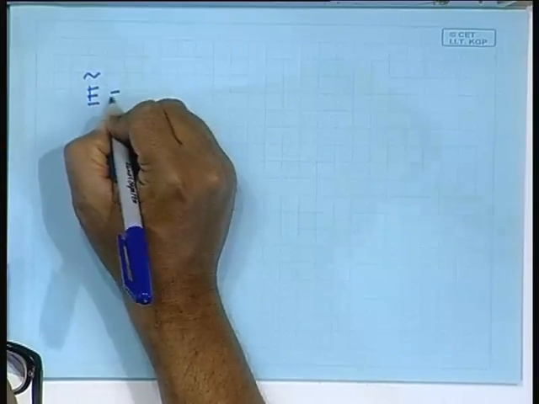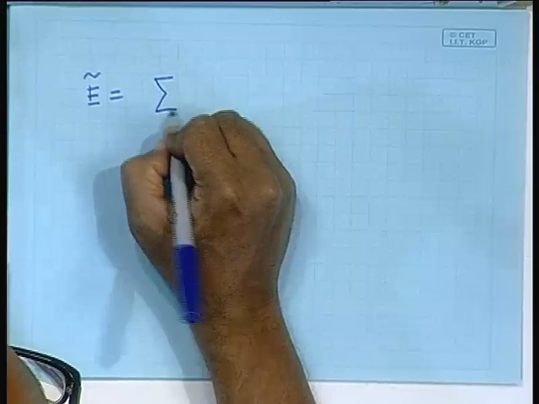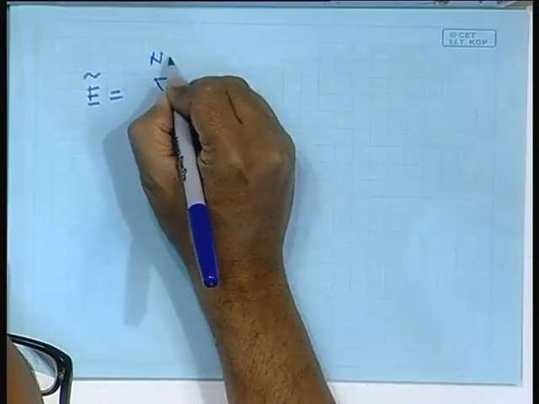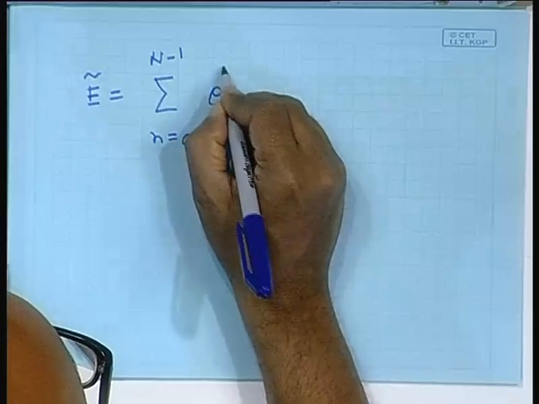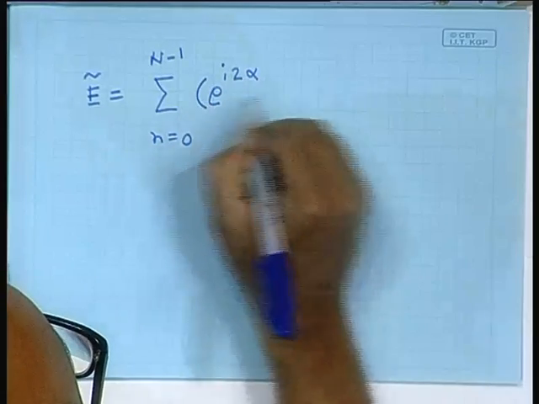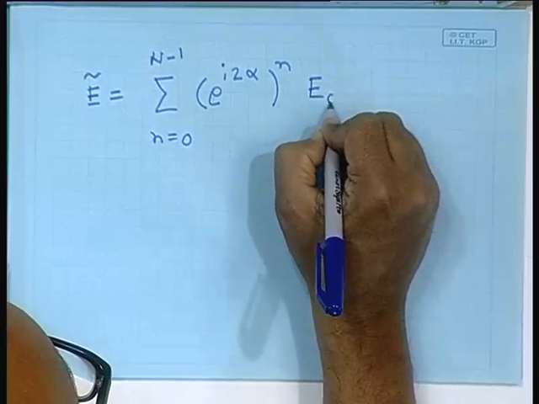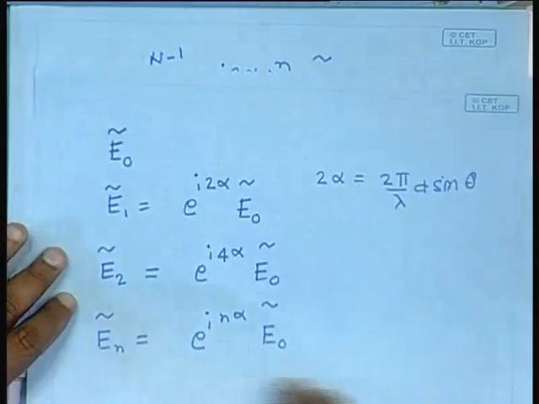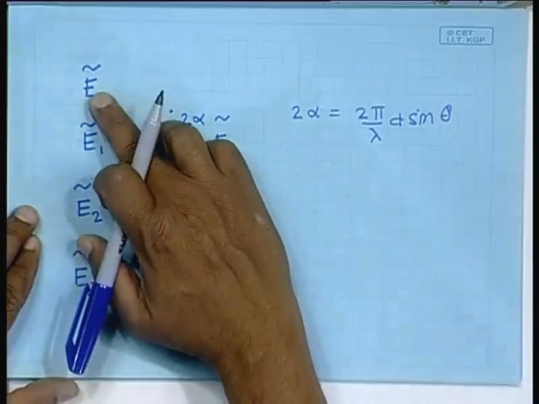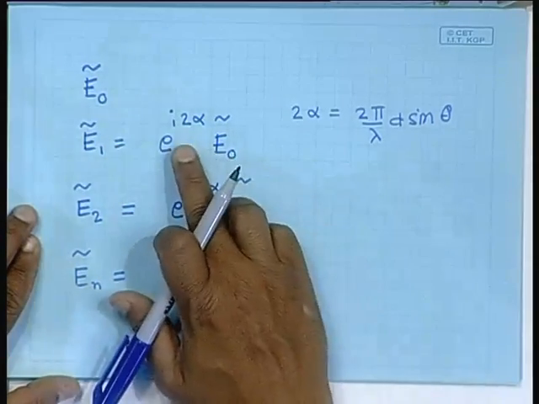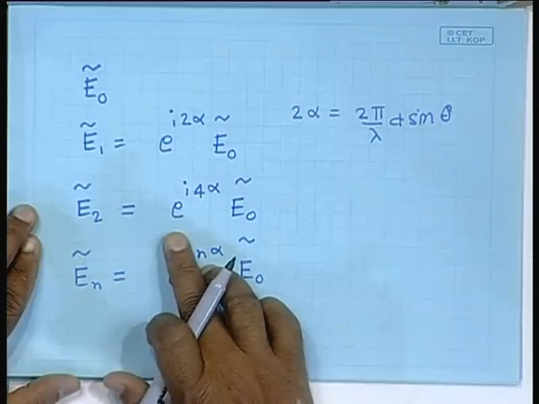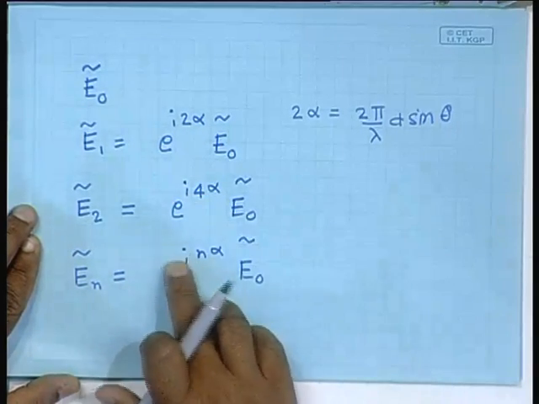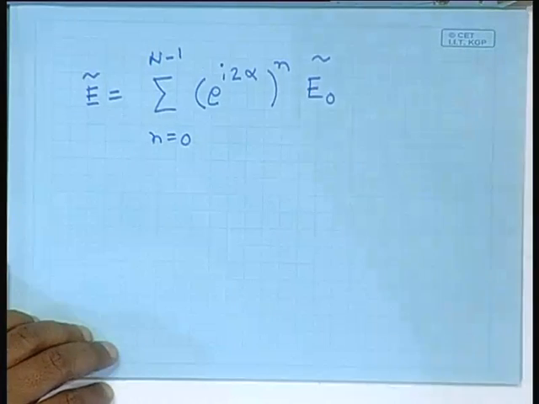So, the resultant radiation that will be received by a distant observer is going to be the sum of all of these, and this sum we can write as n going from 0 to n minus 1. There are n of these oscillators, e to the power i 2 alpha to the power of n into E 0, right. This is just a restatement of this. So, I have added up E 0, E 1, E 2, E 3. This is going to contribute e to the power i 2 alpha times E 0. This is going to contribute e to the power i 2 alpha square, i 2 alpha to the power n E 0, which is what I have done over here. I have written down the sum.